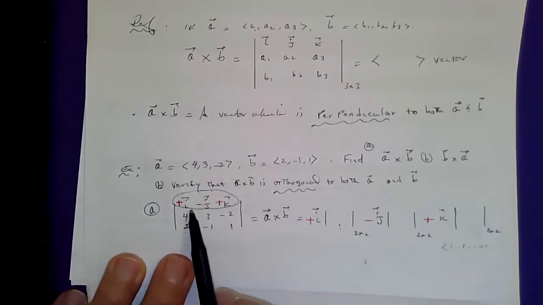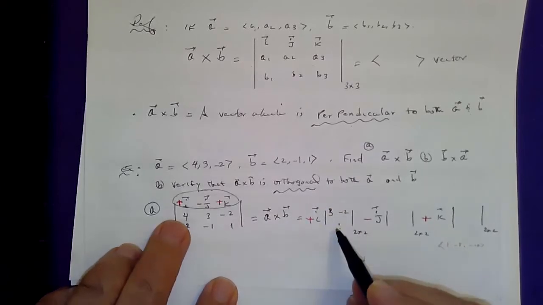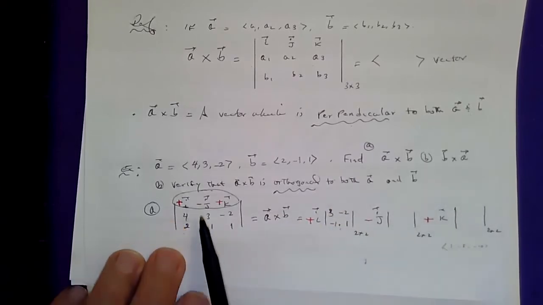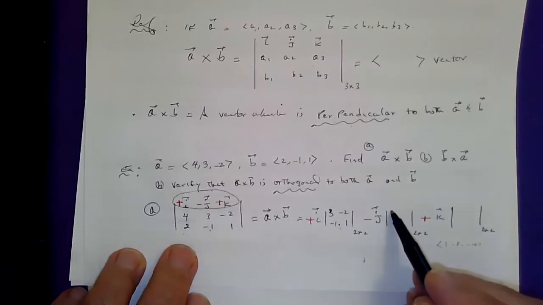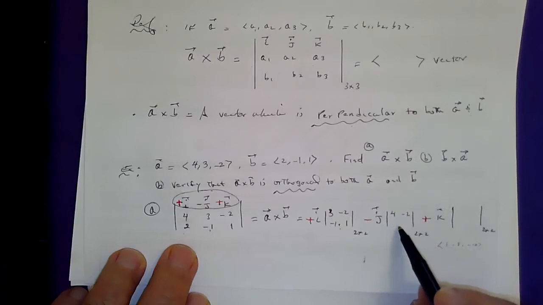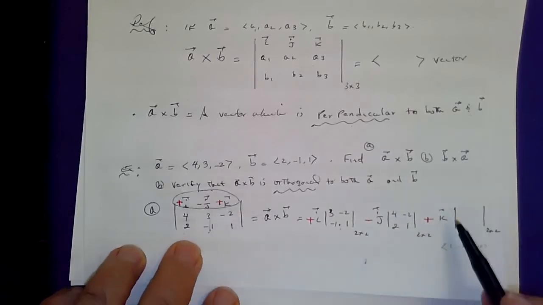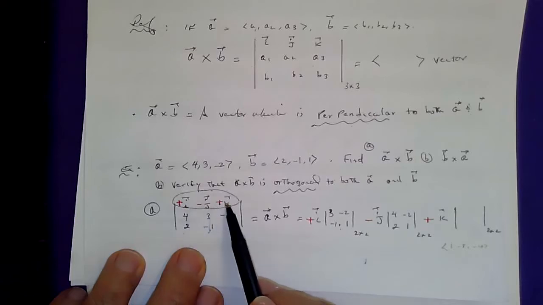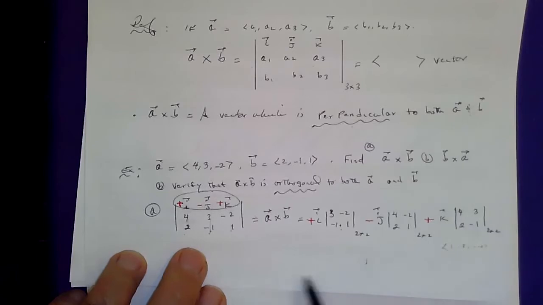So in this case, if I delete the first row and the first column, here I get what? 3, negative 2, negative 1, 1. Here for J, I have to delete the first row and the second column. That would leave me with 4, negative 2, 2, 1, correct? And for K, I have to delete the first row and the third column, and that would leave me with 4, 3, 2, negative 1.